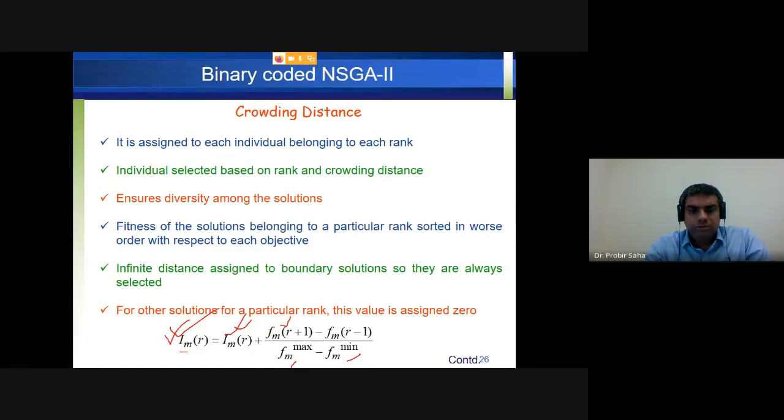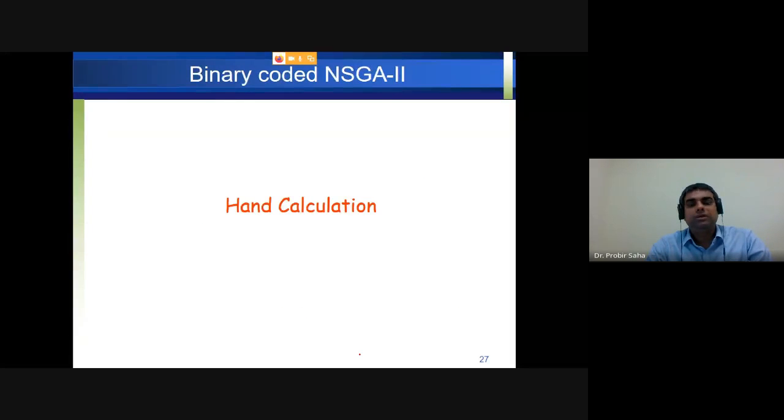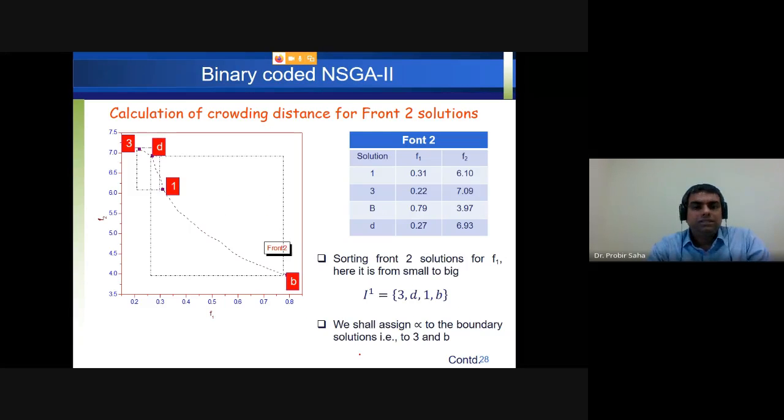Let's go into some systematic analysis of this equation. What does it mean? We'll do a hand calculation. I have chosen only one front. If you recall, we have got different front solutions. In front 2, there are 4 solutions lying: 3, D, 1, and B. These are the solutions lying. Each solution has a specific fitness function, which I have given here: solution 1, 3, b, D, and the fitness functions F1, F2. I know everything, and they're lying in front 2.